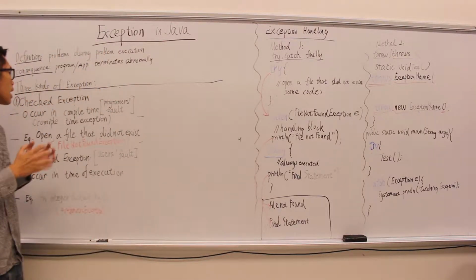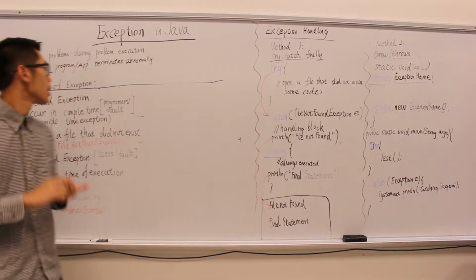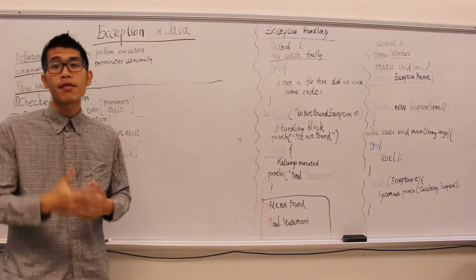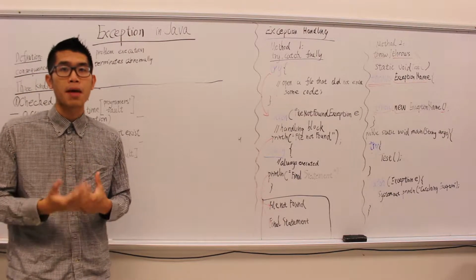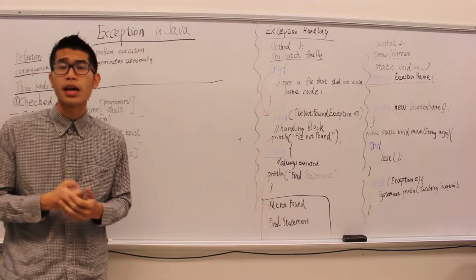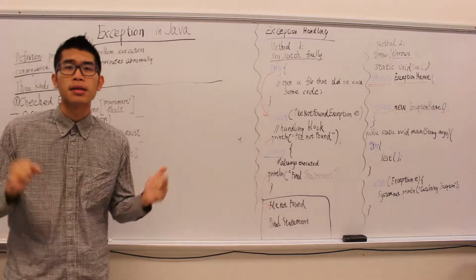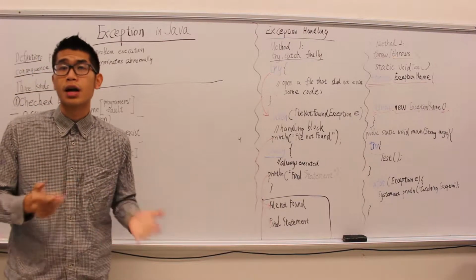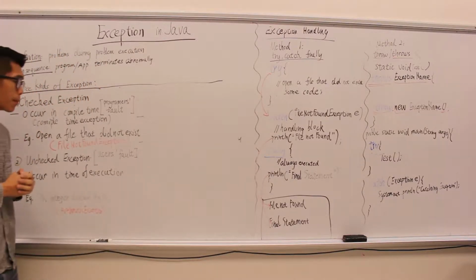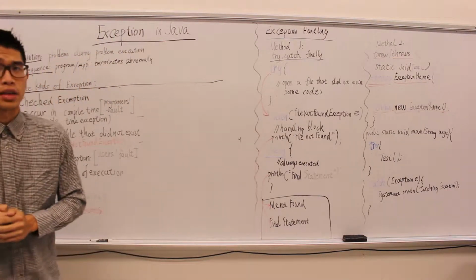So basically there are two types of exception. The first one is checked exceptions. This type of exception normally occurs during compile time, and therefore it's also called compile time exceptions. This type of exception is basically caused by programmers. Let's say I'm a careless programmer and I want to open a file that does not exist in the directory. If I run my program, I will get an exception. In this case, I will have a FileNotFoundException.